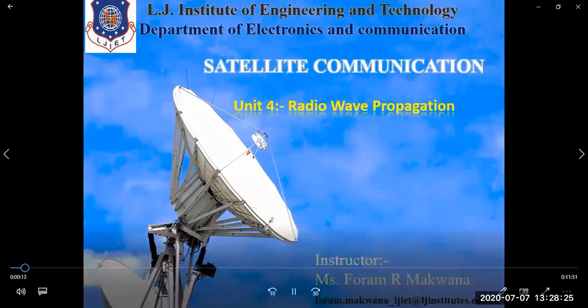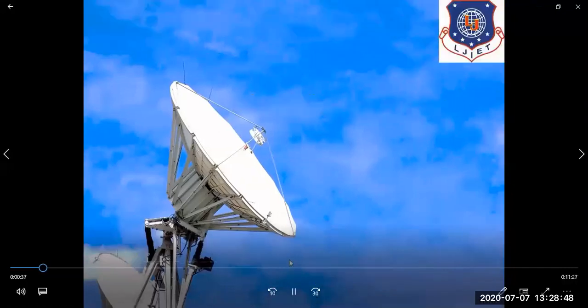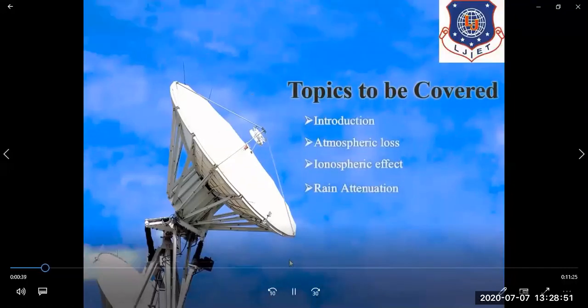In the previous session, we finished unit number 3, that is the geostationary orbit. In today's session, we will start unit number 4, that is radio wave propagation. In this session, we will cover introduction, atmospheric loss, ionospheric effect, and the rain attenuation.